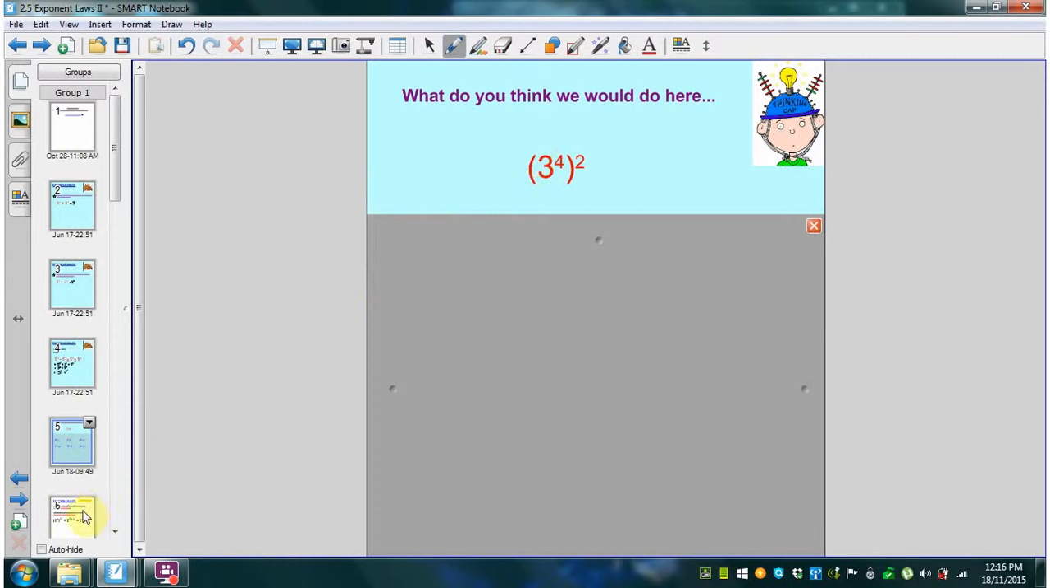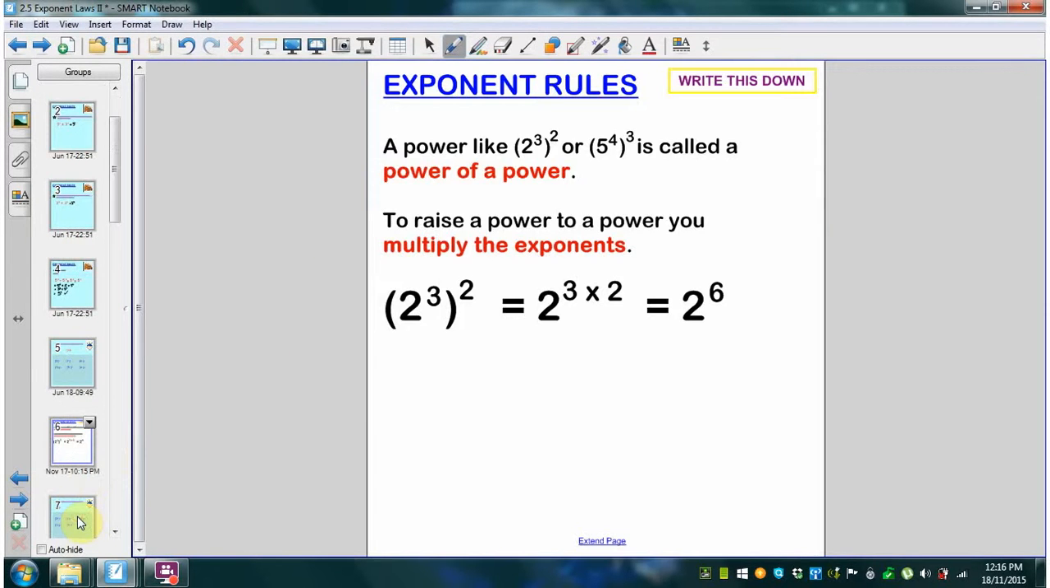Okay, so here's your next rule. You can call this exponent rule number 3 if you want. I want you to write this down. A power like, for example, 2 to the 3 to the 2, or 5 to the 4 to the 3, is called a power of a power. The name is pretty self-explanatory. We have a power here, and that's put to the power of something else. Here's your rule: to raise a power to a power, you multiply the exponents.